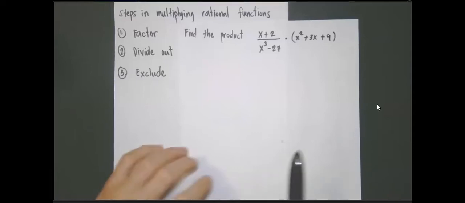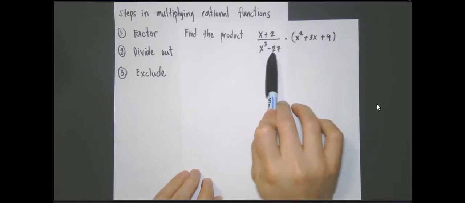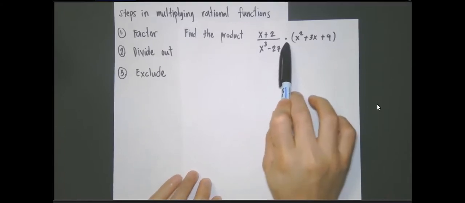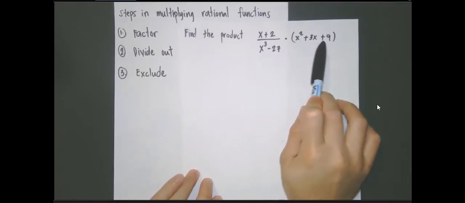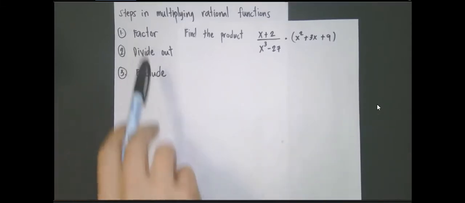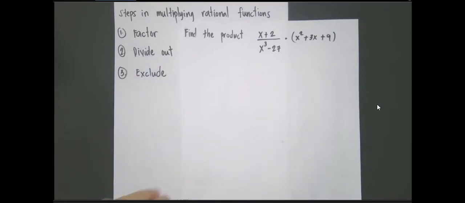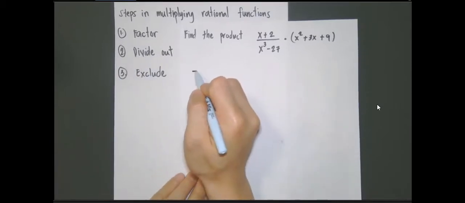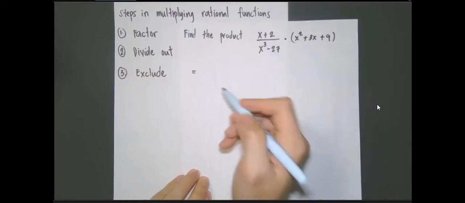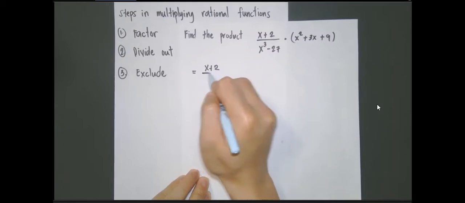So our next problem is to find the product of (x plus 2) over (x cubed minus 27) times (x squared plus 3x plus 9). We will be following the same steps here. So we need to factor the numerators and denominators. X plus 2, you cannot factor that. So we have x plus 2 over.